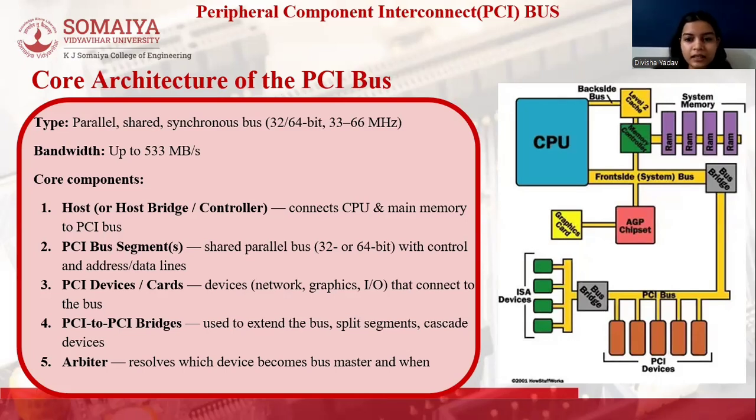The next is PCI devices, such as network or sound cards. Next is PCI-to-PCI bridges, which help to expand the bus when multiple slots are needed. The next is the arbiter, which manages access when multiple devices request control of the bus.